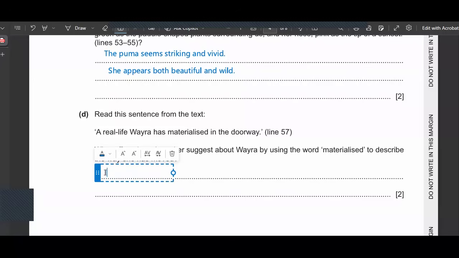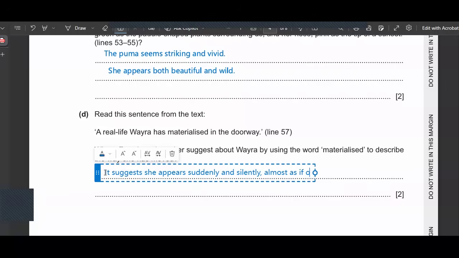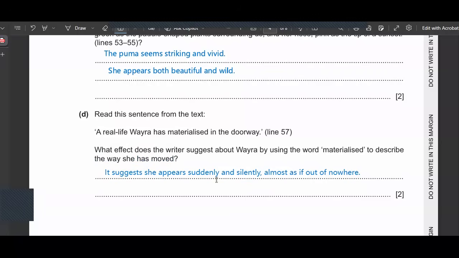So we can say that it suggests she appears suddenly and silently, almost as if out of nowhere. So, usage of two words, suddenly and silently, is giving two particular sorts of impressions.